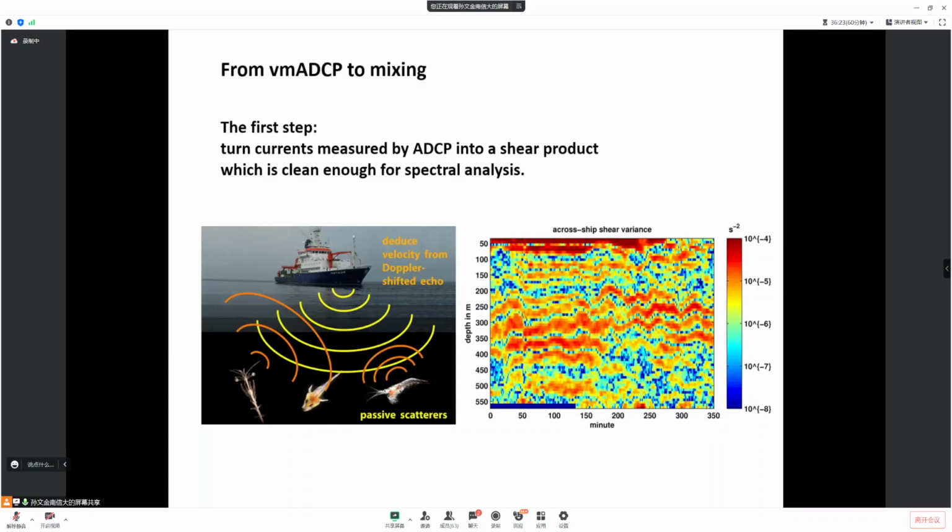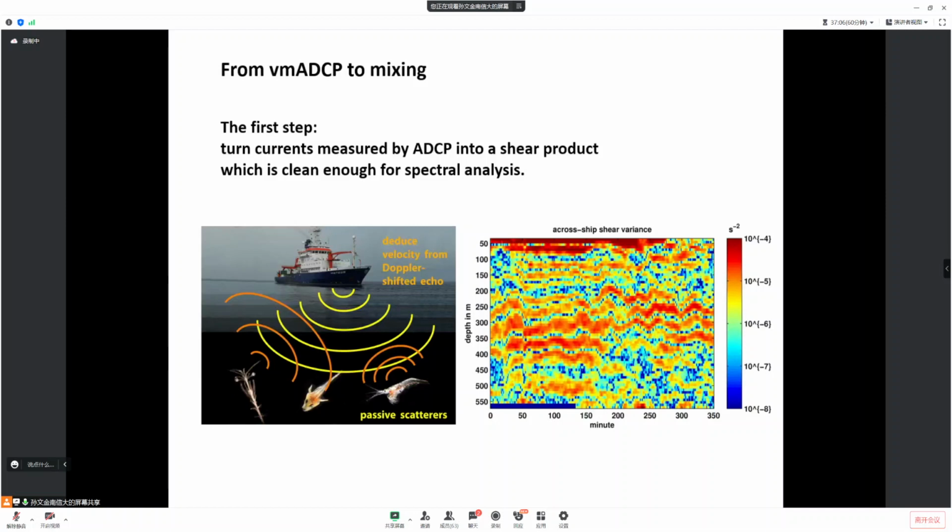As an introduction, we follow the way from the vessel-mounted ADCP until mixing in the end. And the first step, and probably the most important and delicate step, is this step from the ADCP current velocity data that we get to shear, which may be from internal waves, which probably is from internal waves in the interior ocean, but not necessarily. So we would see any shear, of course. But we assume it's mostly from internal waves.